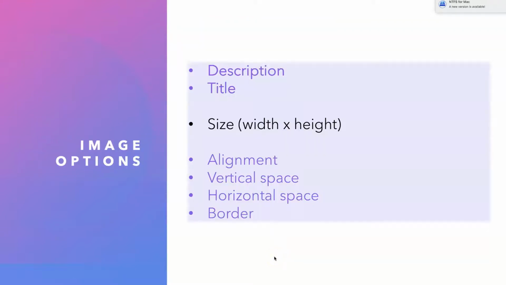So when we insert an image, there are certain options that we can set. The description and the title are perhaps the most critical because these will allow someone who is using a screen reader to understand the contents of the image. We can also set the width and the height of the image, and then we can set the alignment, whether it shows up on the left or right, the amount of space around it, and also whether it has a border.